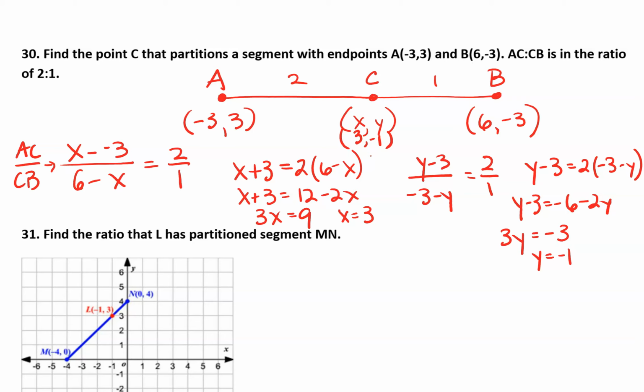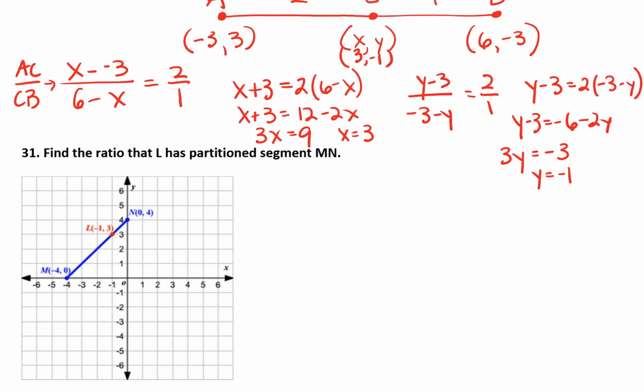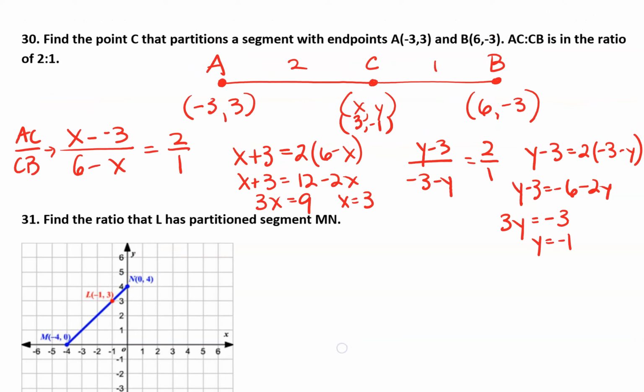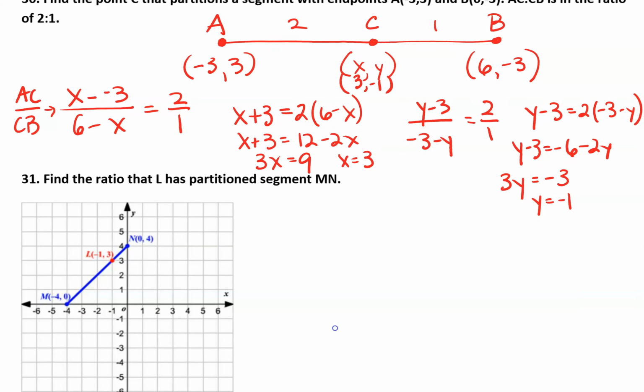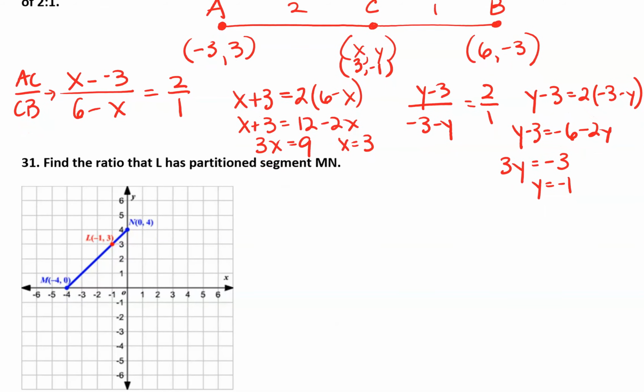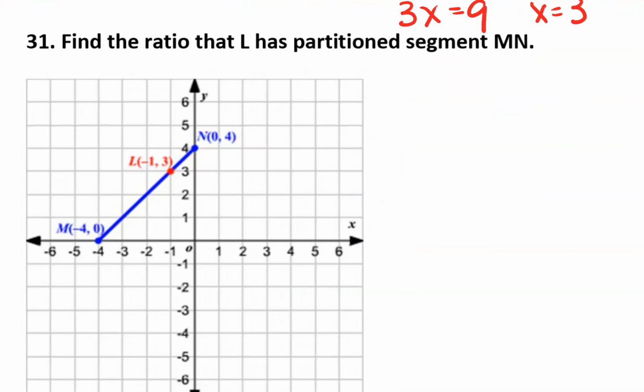And like I said, you could have done that on a piece of graph paper, just drawing out the points and seeing where 2 parts to 1 is. That could have been easier. I don't know, maybe. I just don't have any graph on here. But here's one that is on a graph. It's actually saying find the ratio that L partitions. So it's going to be proportional for x and y, so you can really just deal with one of the coordinates.